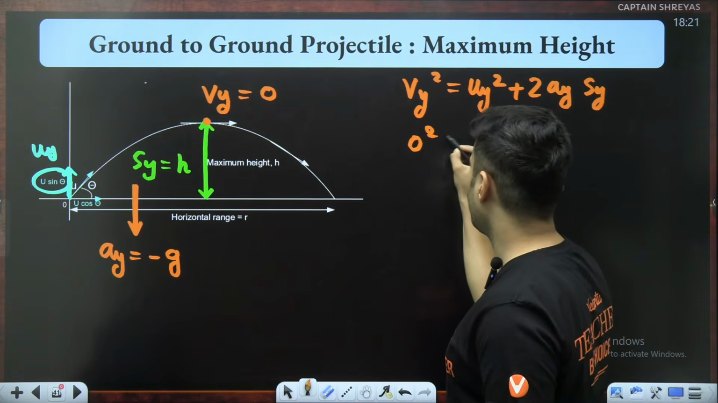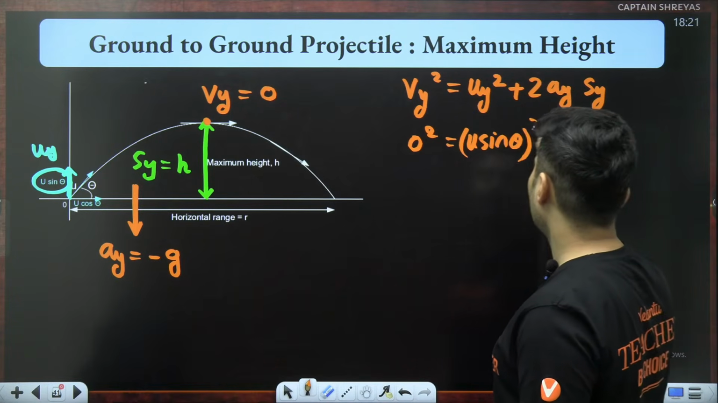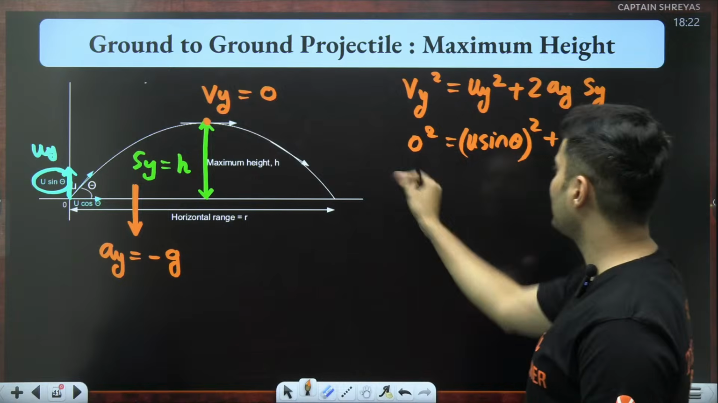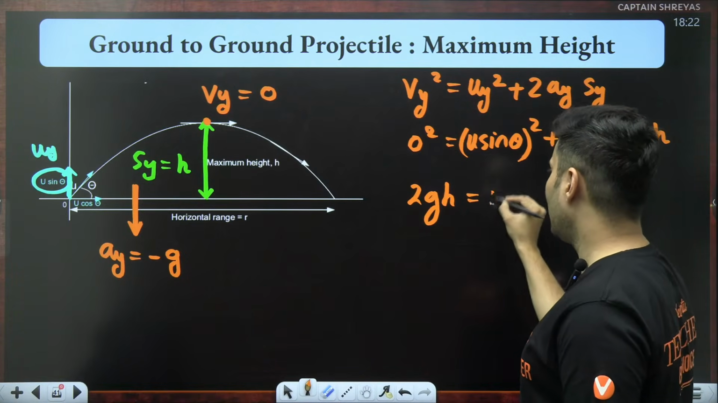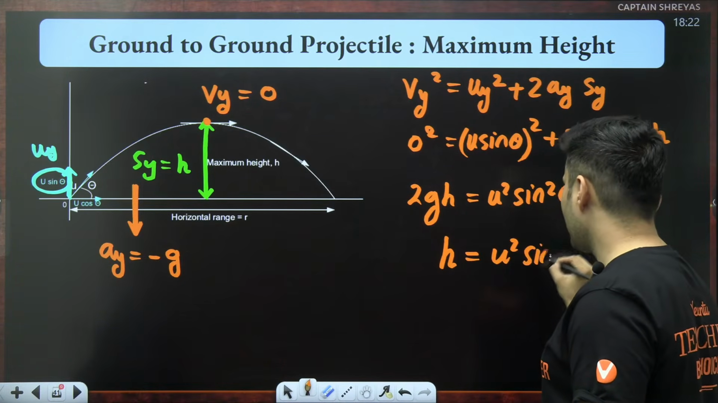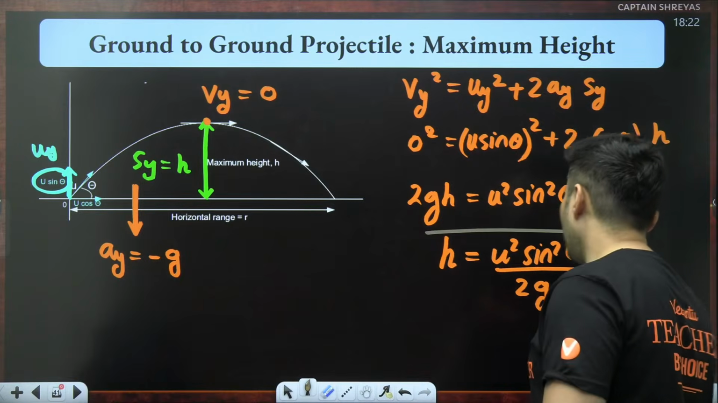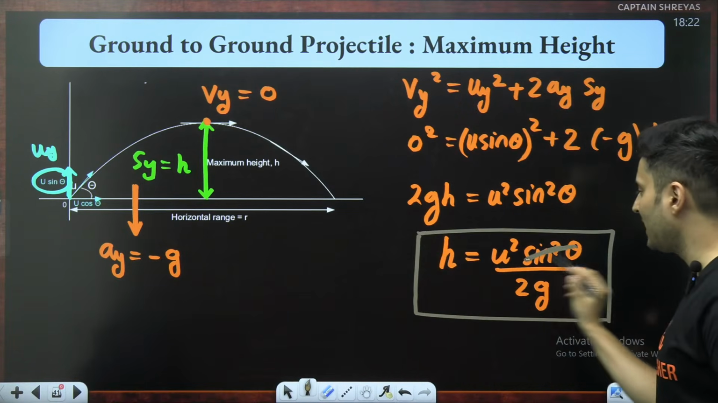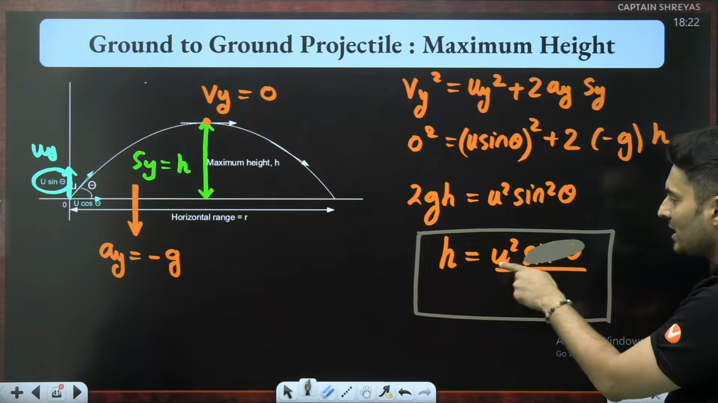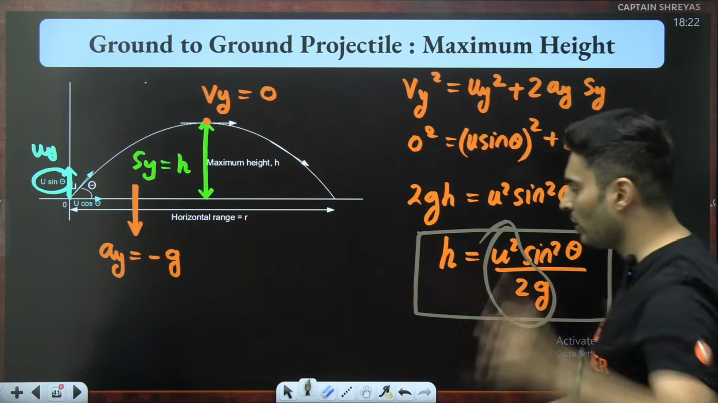So Vy is basically 0. Initial velocity is u sine theta, square it, plus 2, acceleration is negative g, displacement is h. Bring these over here, so it will become 2gh is u square sine square theta. So h is u square sine square theta by 2g. That is the answer. Remember, in vertical motion, this sine square was not there, it was u square by 2g when it goes up and down. The only thing additional is sine square theta. That's all. So that's very easy to remember if you remember u square by 2g for vertical motion.